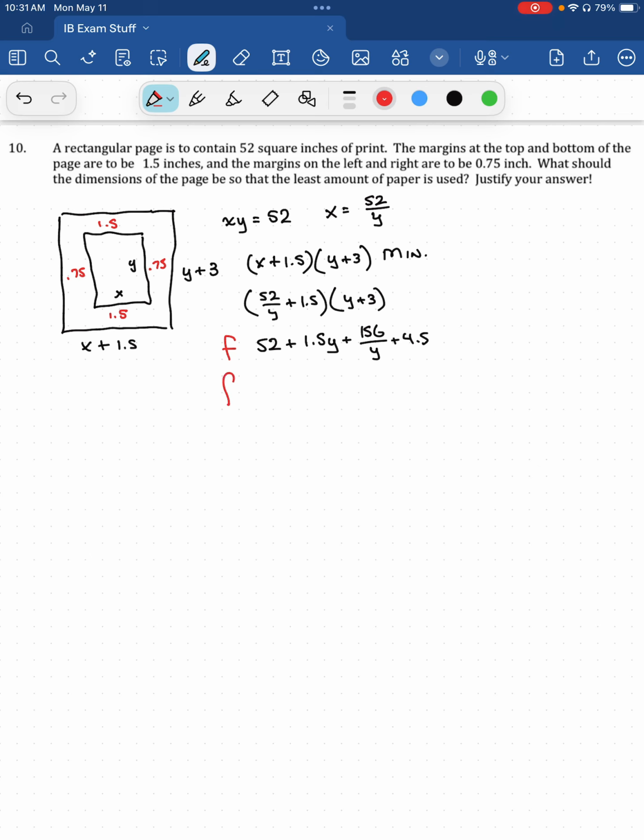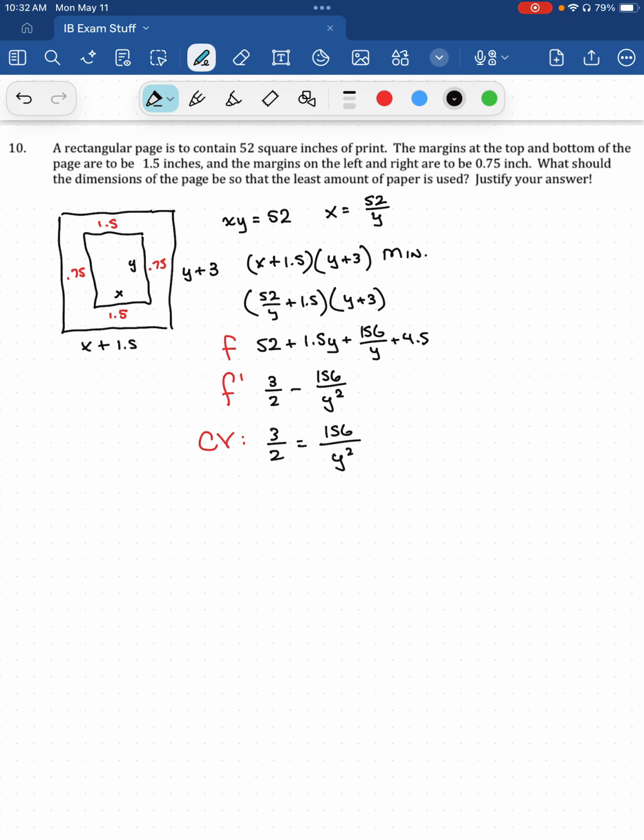So I'm going to take the derivative. My derivative just becomes, I'm going to turn 1.5 into a fraction because it'll be easier in the next part, 3 over 2 minus 156 over y squared. So now we want our critical values. Our critical values are what makes this 0 or undefined. Well, undefined is when y is 0. It can't be 0, so we can ignore that. So now we just need to know what would make this 0. So it's when 3 halves equals 156 over y squared.